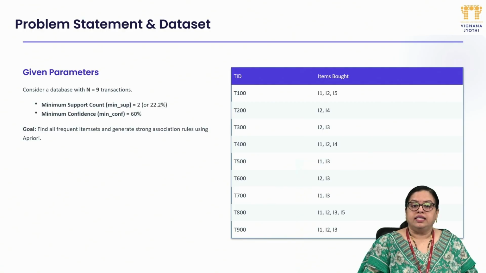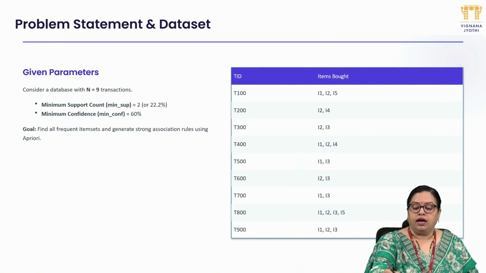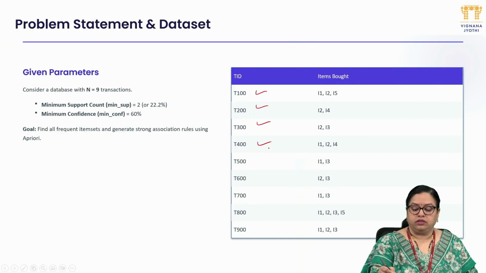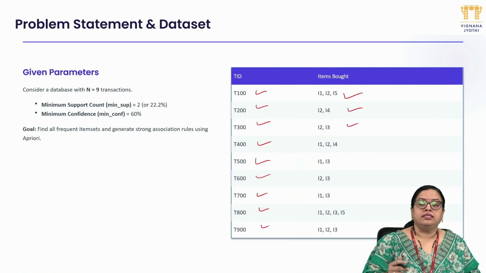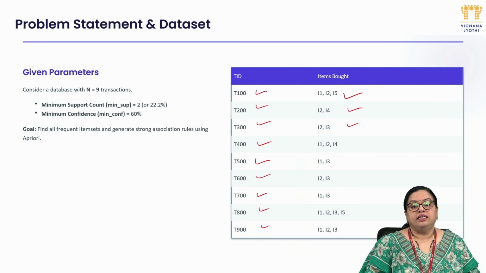So here on the right side you see there are 9 data sets, 9 transactions we are taking, and these transactions show how many items we are purchasing. The first transaction, T100, has 3 items: I1, I2, I5. The second, T200, has 2 items: I2 and I4.